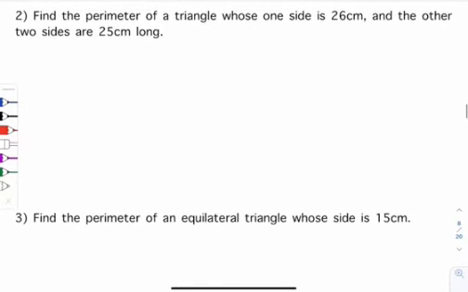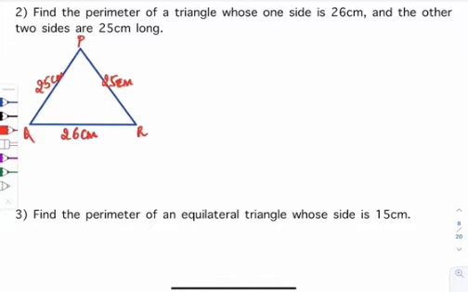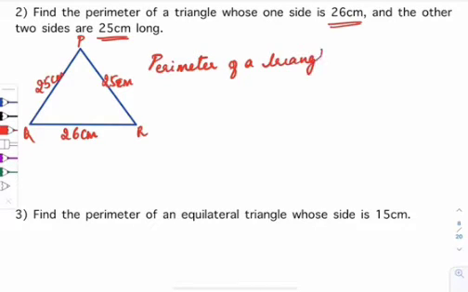Now for the second problem, find the perimeter of a triangle whose one side is 26 centimeters and the other two sides are 25 centimeters. So here if we observe the figure, we assume that both the sides are equal, that is 25 centimeters, and one side is 26 centimeters in length. So the perimeter of this triangle: you need to write this general formula so that you understand it and memorize it all the time, children.